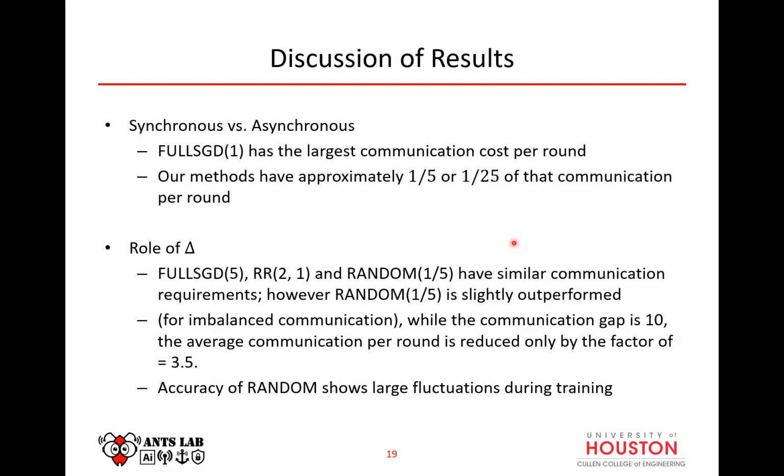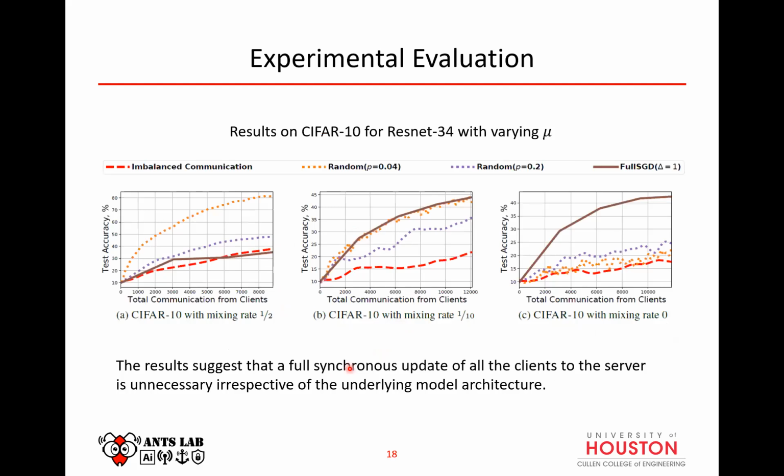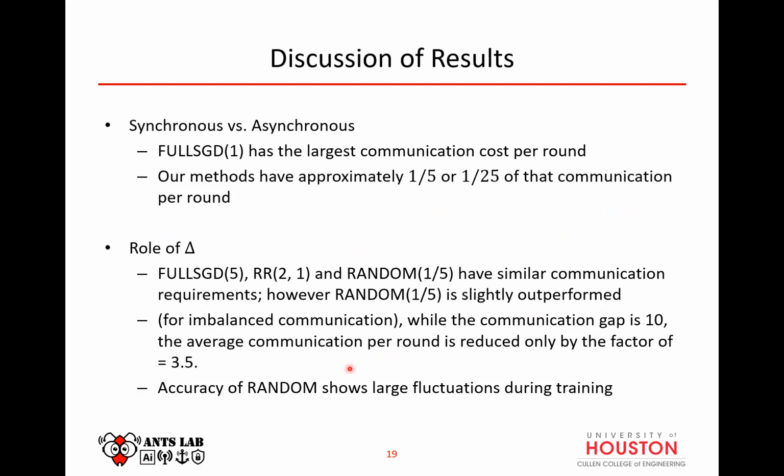And talking about the role of delta, which is the main highlight of this paper, they see that the full SGD, the round robin, or the random have similar communication requirements, but the random is slightly outperformed by the others. And for imbalanced communication, they show that with the communication gap being just 10, the average communication per round is reduced by a factor of about 3.5. And the accuracy of random in the figure we saw was very fluctuating. That is because the random does not guarantee the same clients are selected every time, and whether the distribution is the same or not.